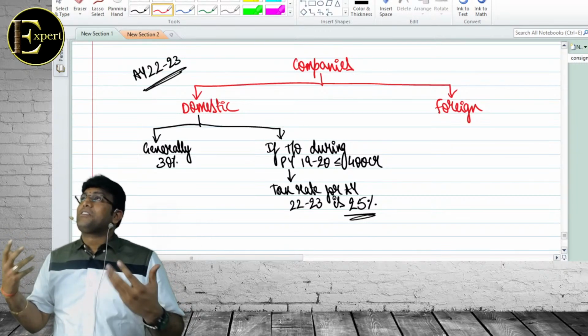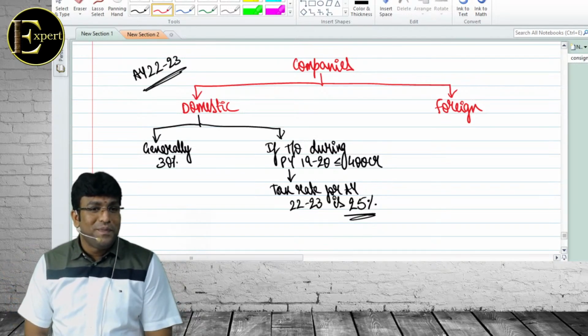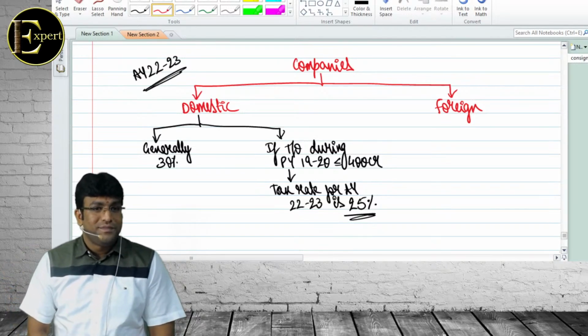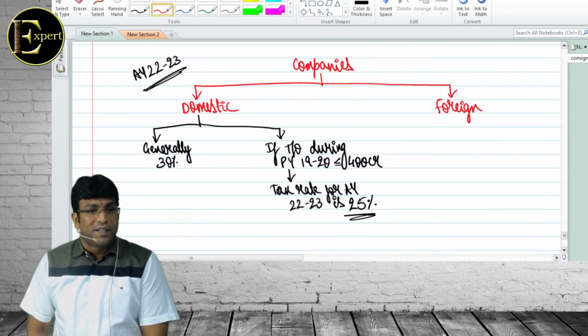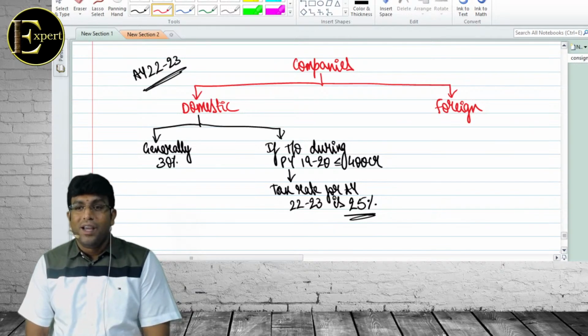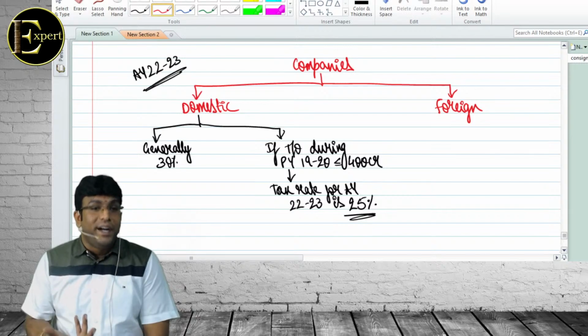When I see the turnover, I feel, arre yaar, 120 crore turnover. Profit is 72 lakh. Trading of electrical items. Gross margin is almost about 10 to 12%, but after all expenses he makes only 0.6%. The reason for that is he's doing cutthroat trading.